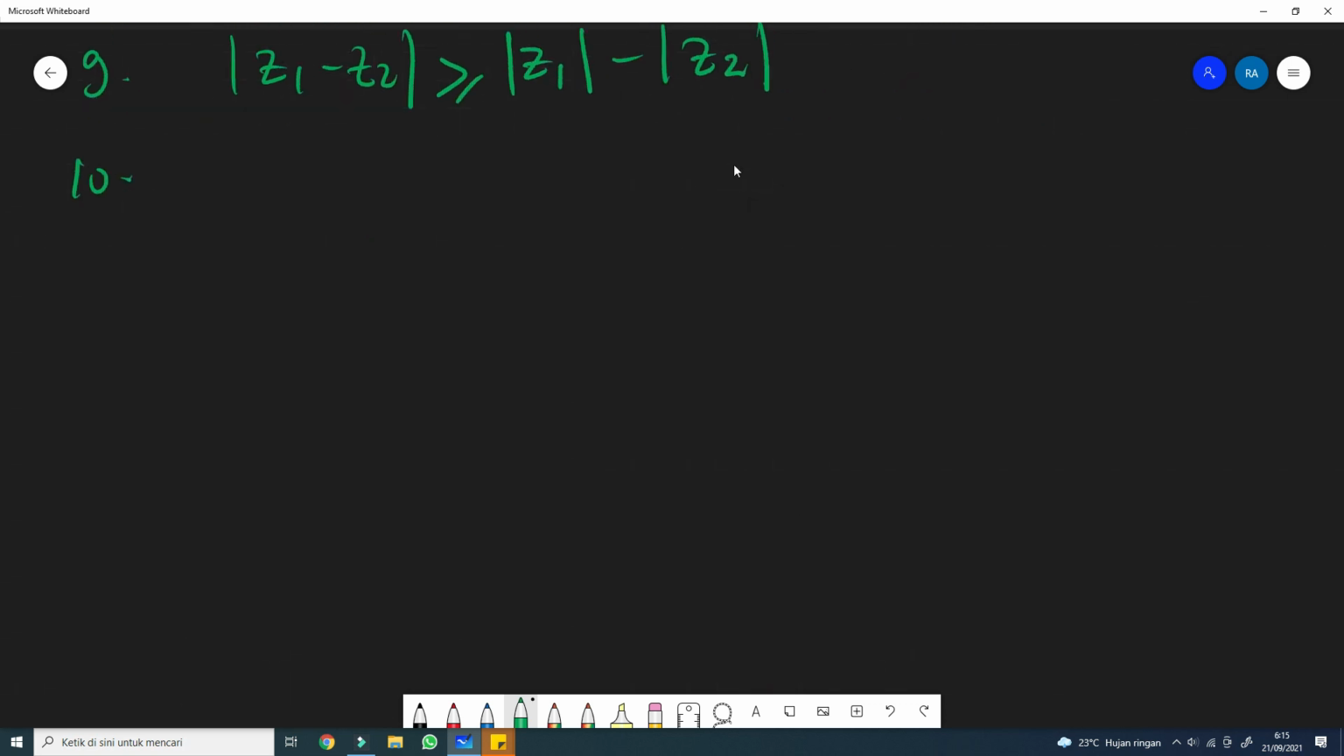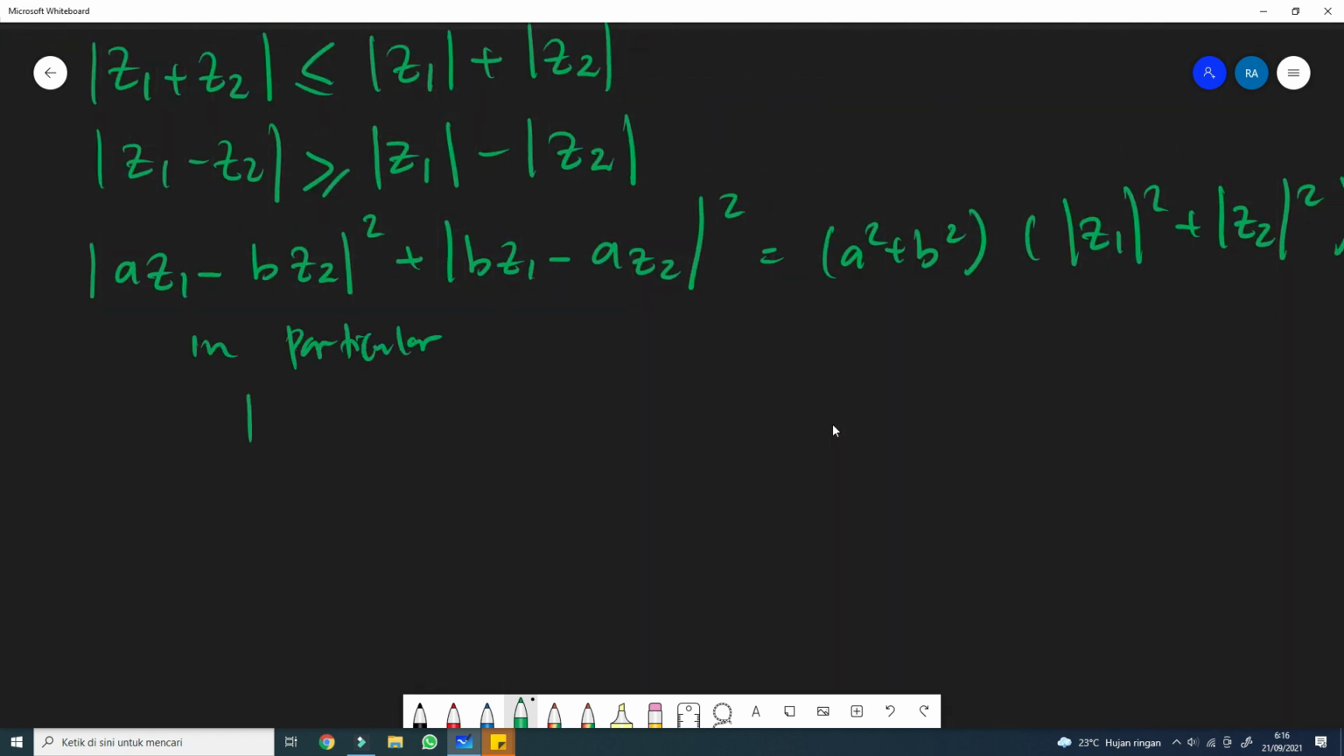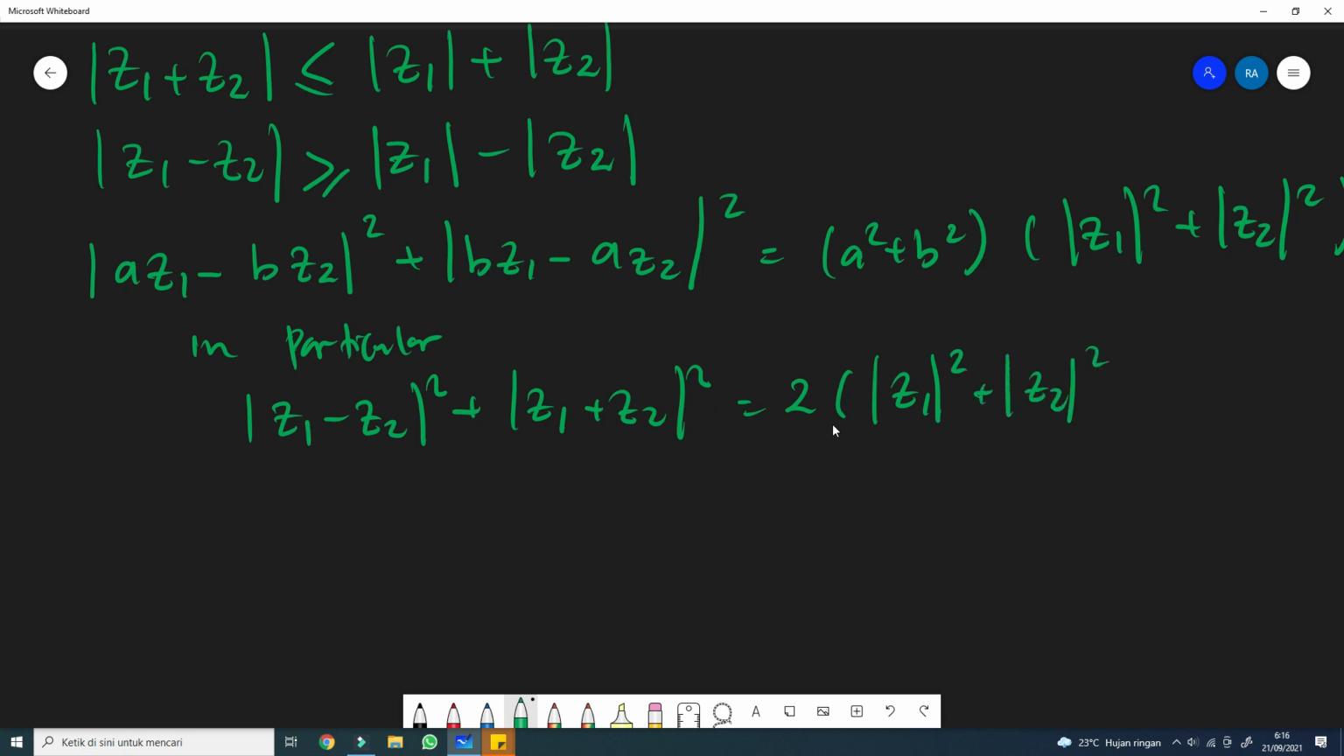And number 10, absolute of (a z1 minus b z2) square plus absolute of (b z1 minus a z2) square equals (a square plus b square) times (absolute z1 square plus absolute z2 square). And in particular, absolute of z1 minus z2 square plus absolute of z1 plus z2 square equals 2 times (absolute z1 square plus absolute z2 square).